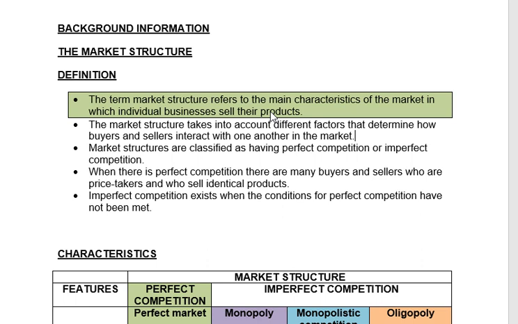So you must know if they refer to market structure, they are really talking about the characteristics of that market. Now, when we look at the market structure, it takes into account different factors that are going to determine how buyers and sellers will interact with each other in this market. Okay, so for example, it's going to look at how many buyers and how many sellers are there in this market. What is the nature of the product in this market? All right, so they're going to look at the different factors, a long list of factors that is different for each of the market structures.